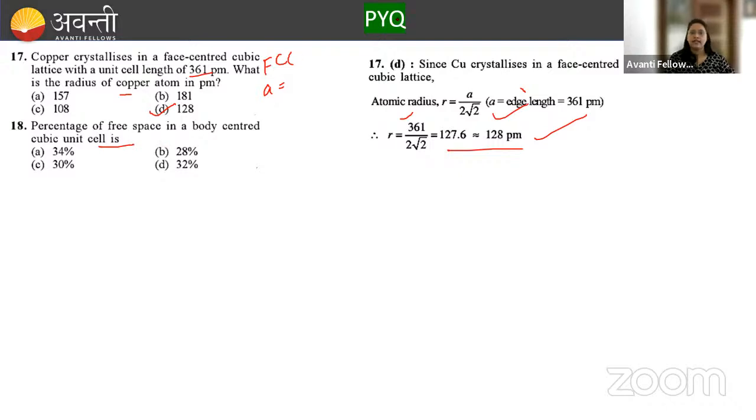So tell me, how much percentage is free? Free space, how much amount is free? What is the packing fraction? The same question was repeated, but did you understand the concept? What will be the answer here? Percentage of free space in a body-centered cubic unit cell is. So here the packing fraction is 68%. So 100 minus 68, how much is that? 32%. Right? So D will be the answer.